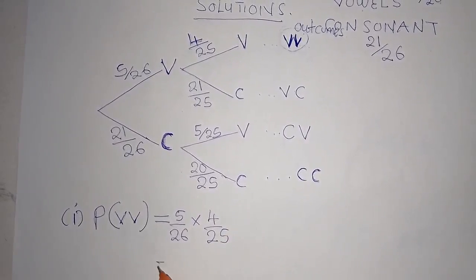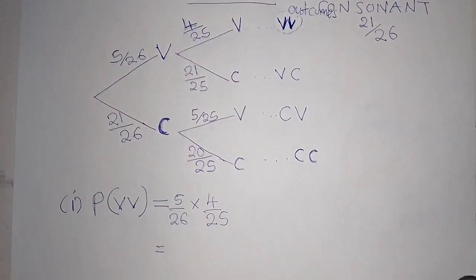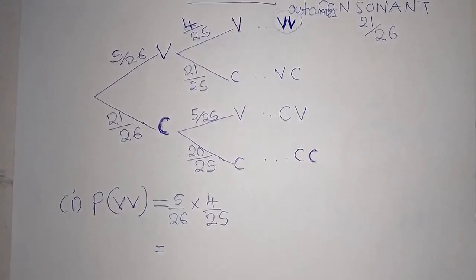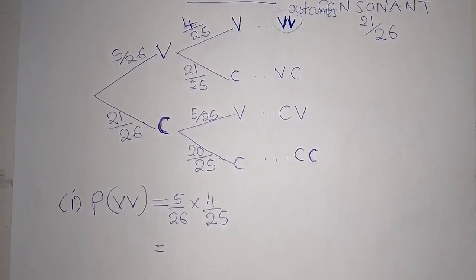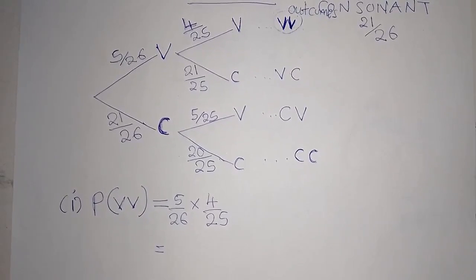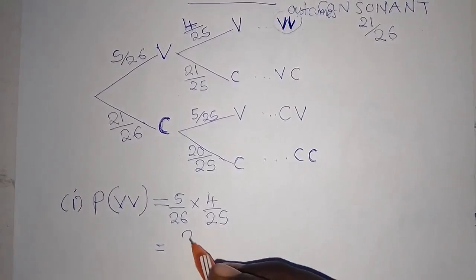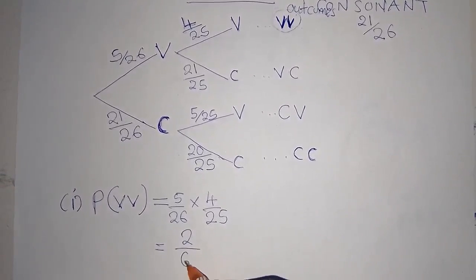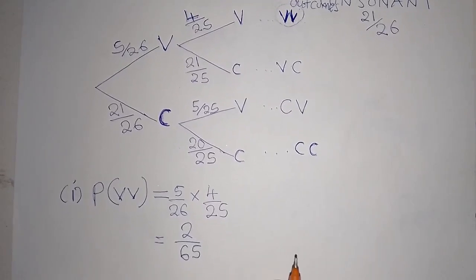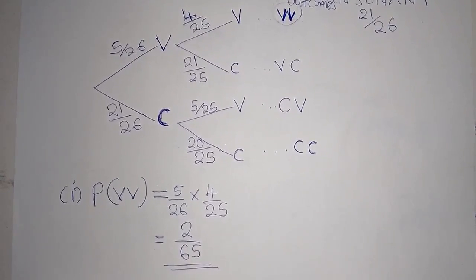What are you going to have? You get your calculator and multiply. You say 5 over 26 times 4 over 25. You are going to get 2 over 65. This is your answer, 2 over 65, like this. This is how you need to answer the first question.